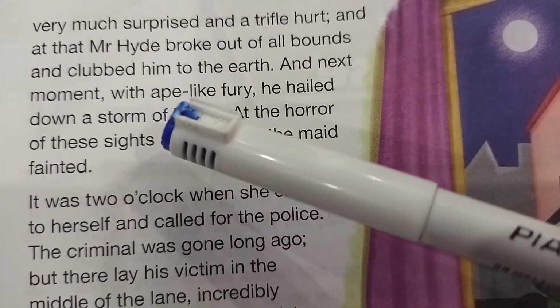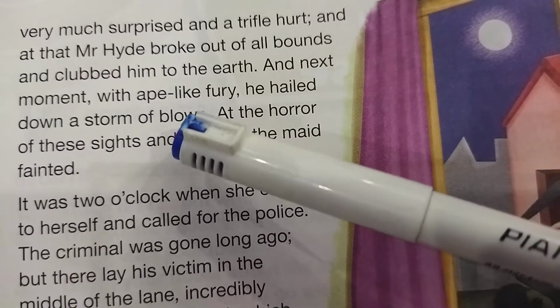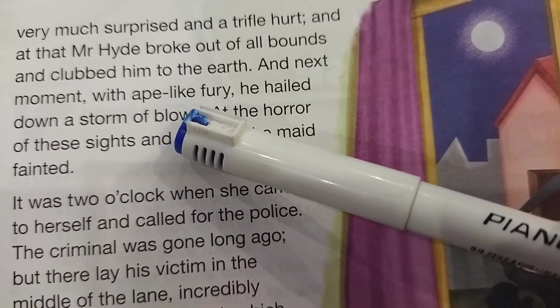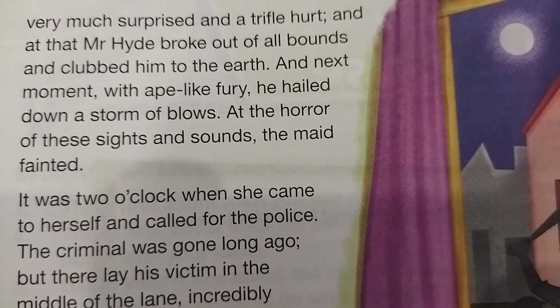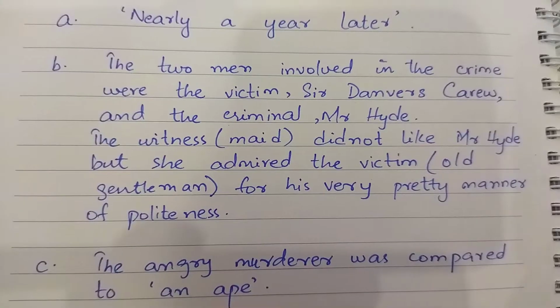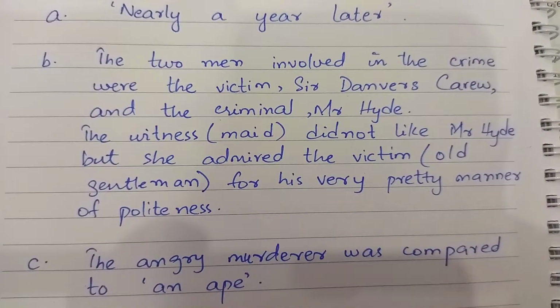And next moment, with ape-like fury. This is Mr. Hyde, and he was having ape-like fury. Ape is an animal that is similar to a monkey, so he was compared to a monkey. So the answer to part number C is the angry murderer was compared to an ape.